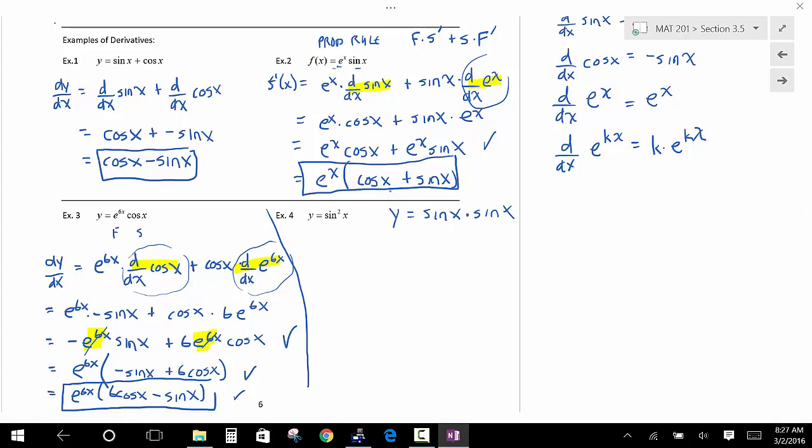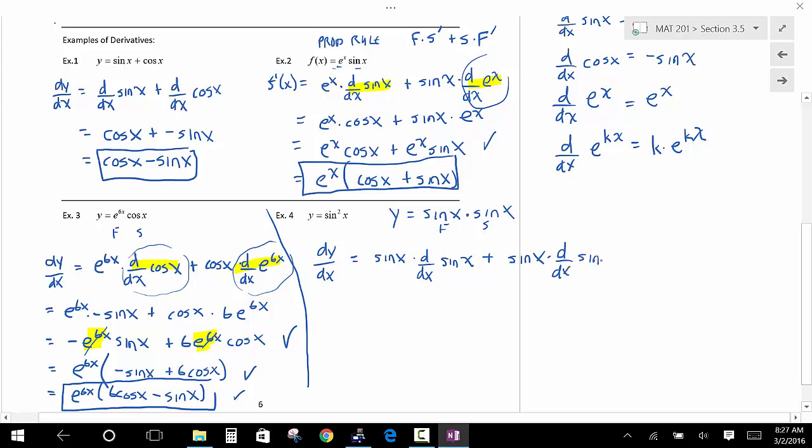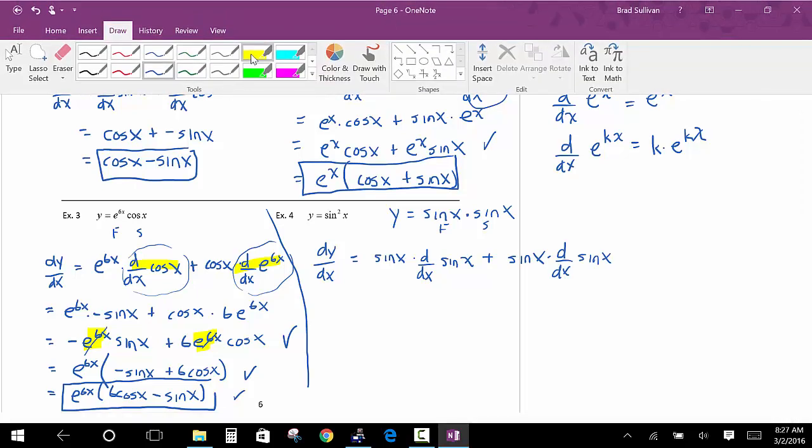All right, now what are you going to use on this? Product rule again. You've got the first and the second, and it doesn't matter that they're the same thing. You're still going to treat this the same way. So when you do dy over dx, you're going to write down the first function, which is sine x, then multiply by the derivative of the second, like that. Then we're going to do it backwards. We write down the second, and then multiply by the derivative of the first, like that. So it's first times derivative of second plus second times derivative of first.